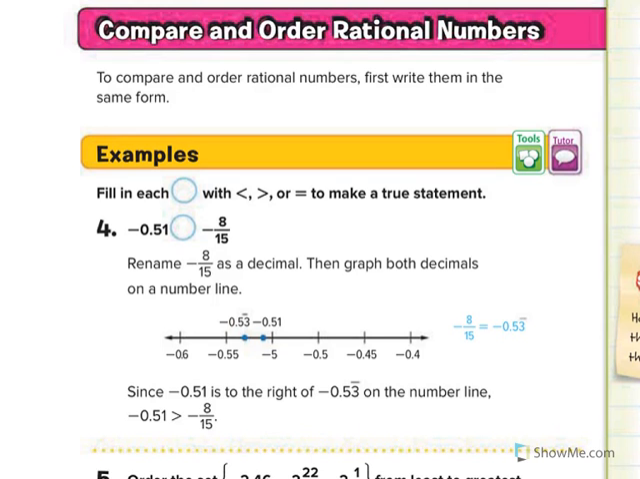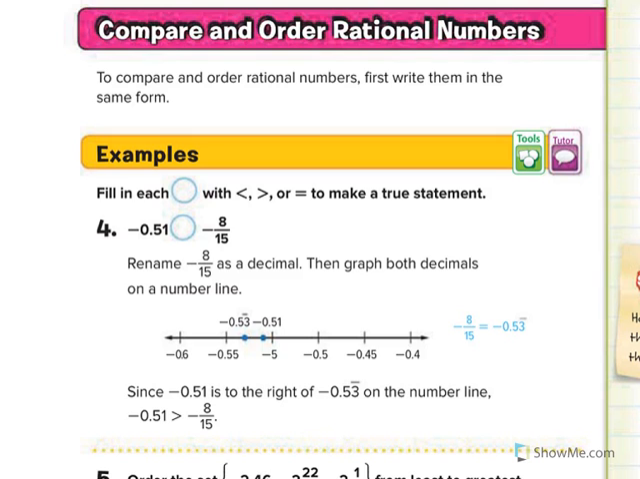Now, before looking at our next few examples, we may have to compare and order rational numbers that are not in the same format. The previous examples we've seen have both been decimals or both been fractions. You may be asked to compare something that's a fraction and something that's a decimal, like in example 4. Example 4 asks us to compare negative 51 hundredths and negative 8 fifteenths.